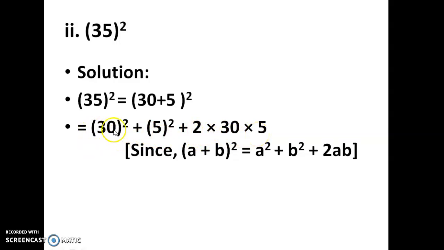Okay, so 30 square, how to calculate, I told, no? So square of 3 is 9. Then here 1 0 is there. So it has to be doubled. So you will get 2 zeros in the answer.